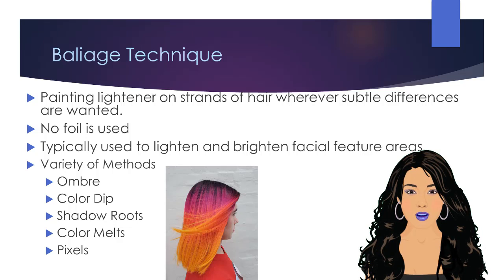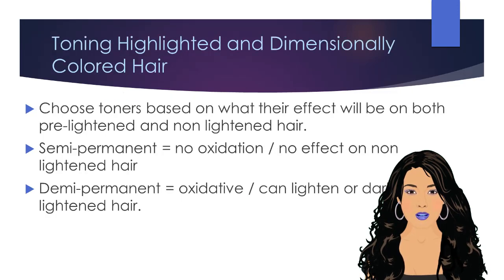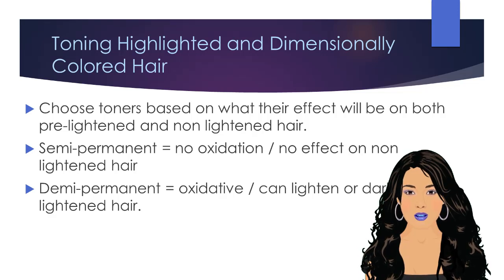Some of the other methods that use a balayage technique include ombre, color dip, shadow roots, color melts, and pixelated hair color trends. When the hair is decolorized to the desired level during the highlighting service, the use of a toner may or may not be necessary. If a toner is necessary, be certain to choose the toner based on what its effect will be on both the pre-lightened and non-lightened hair.